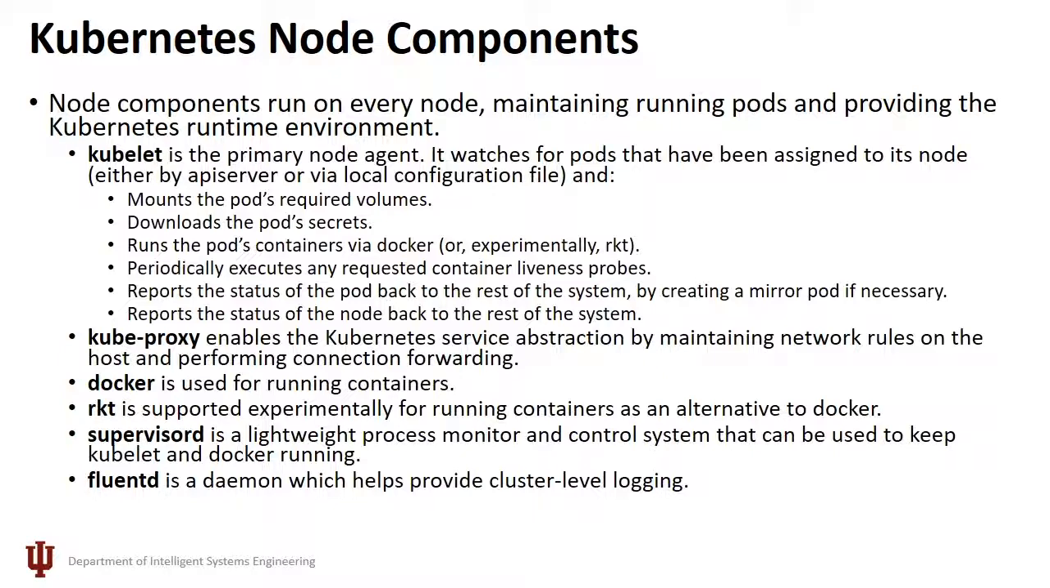So in case you lose connection to some of them, there's a fault tolerant mechanism that you can use. It reports the status of the node back to the rest of the system, as well as other activities. Naturally, we also need a kube-proxy that enables us to maintain network rules for that particular host to interface with all the containers that are located on that particular node, and the other components we already introduced earlier.